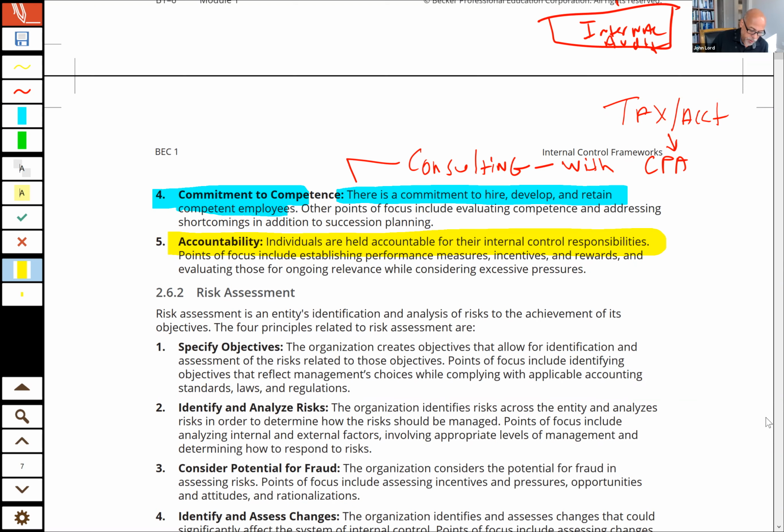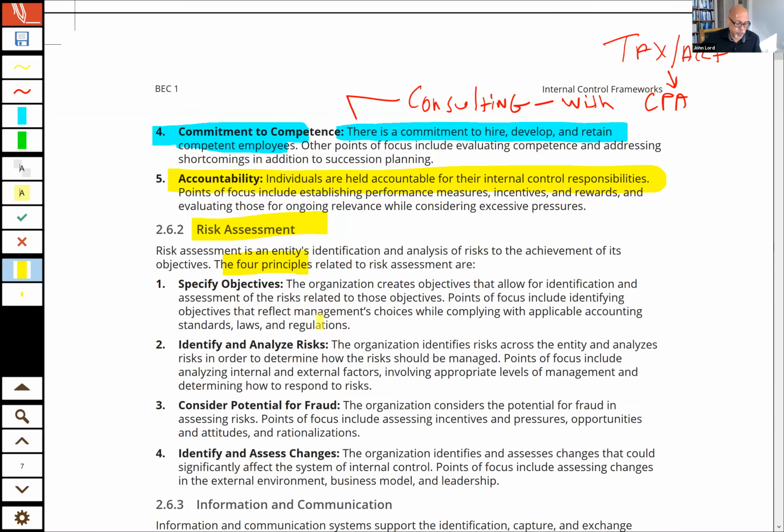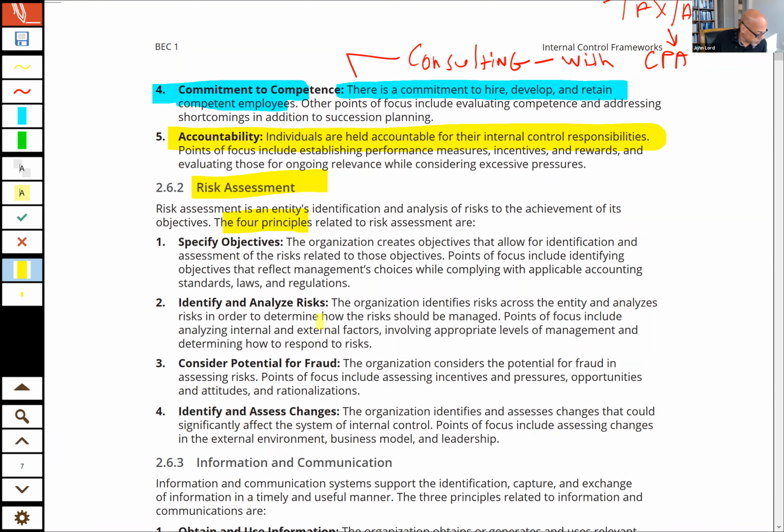Okay, all right, good. Let's look at risk assessment. And risk assessment has four principles. So five under the control environment, four under risk assessment, that's nine. So if we've got 17, what do I got? Eight left to go in the remaining three components, right? Okay, that's the way that's working. So let's just take a look at risk assessment. And basically we're looking for risks that will impede our ability to what? To achieve our objectives. Okay, so we have to identify, we have to analyze the risk, and then we're going to determine how to respond to those risks through our control procedures.